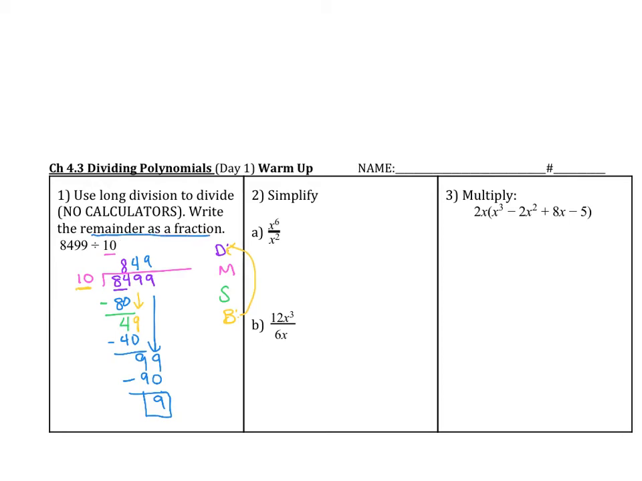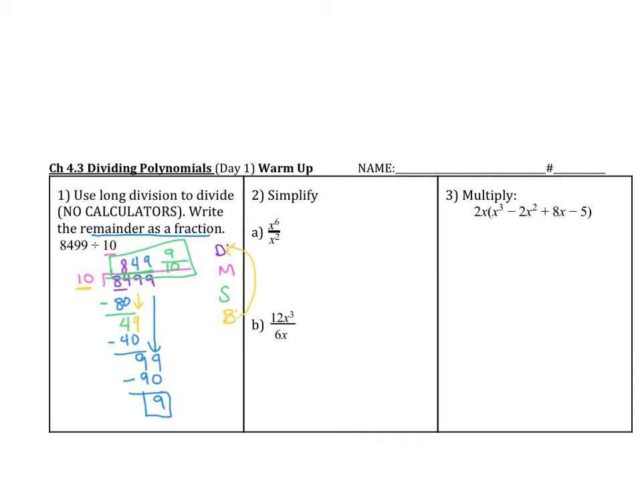So another way we used to do this is we used to say remainder 9. Now another way to do it is we write it as 9 over our divisor of 10. And so this is our final answer. So the 849 is what's called our quotient, the answer to the division problem. Then we have our fraction 9 over 10.